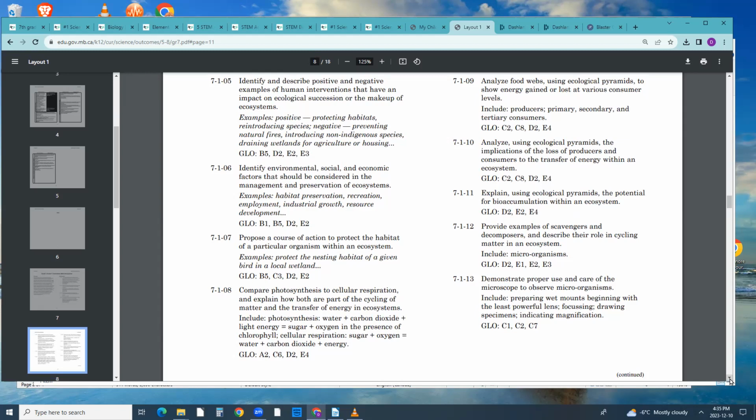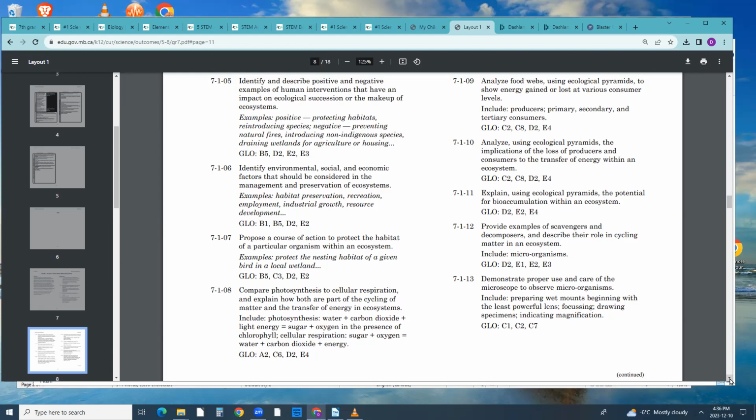Propose a course of action to protect the habitat of a particular organism within an ecosystem. Examples: protect the nesting habitat of a given bird in a local wetland. Compare photosynthesis to cellular respiration and explain how both are part of the cycling of matter and the transfer of energy in ecosystems. Include photosynthesis: water plus carbon dioxide plus light energy equals sugar plus oxygen in the presence of chlorophyll. Cellular respiration: sugar plus oxygen equals water plus carbon dioxide plus energy.